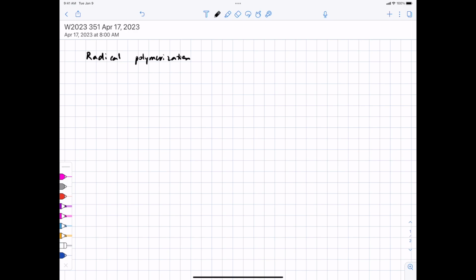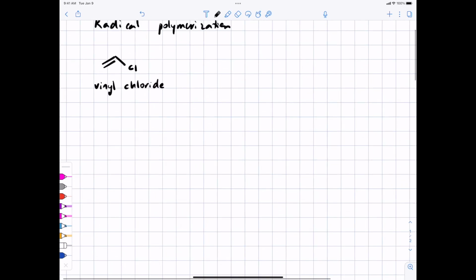And we'll start with a simple alkene. This is called vinyl chloride because it has the chloride at the vinyl carbon on an olefin. And people call the individual subunit that gets linked together to form a polymer a monomer, as opposed to a polymer because it's just one.